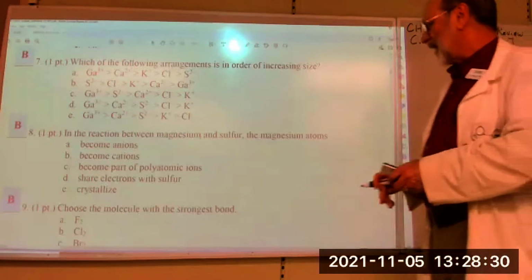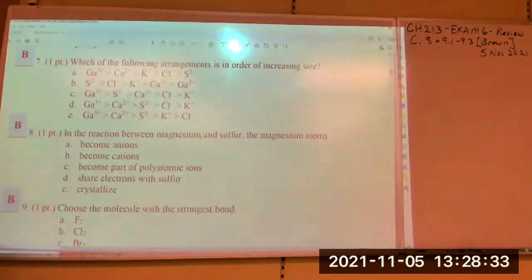Okay, let's see, 9. Choose the molecule with the strongest bond.